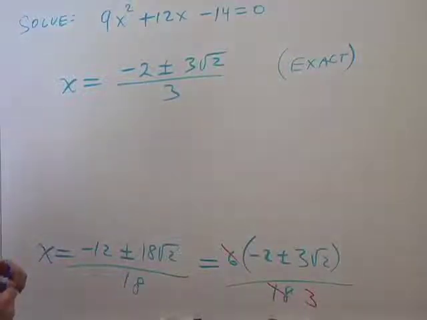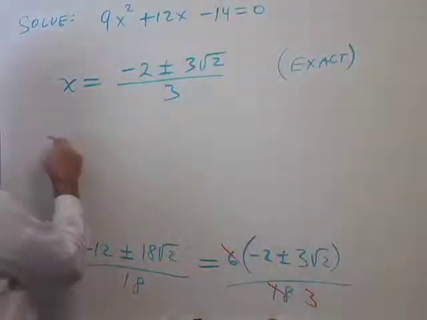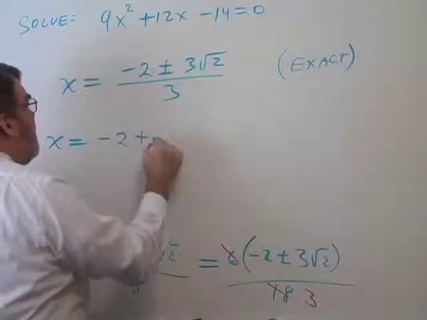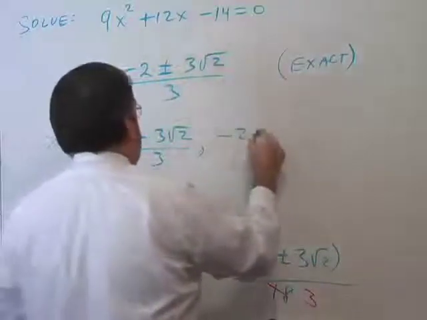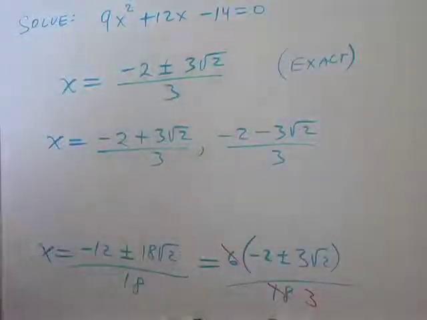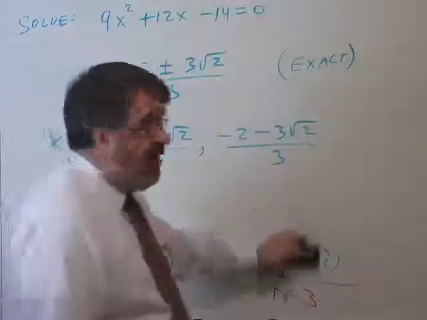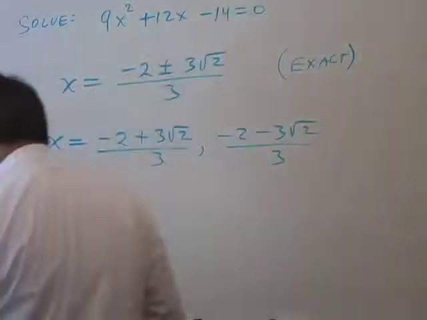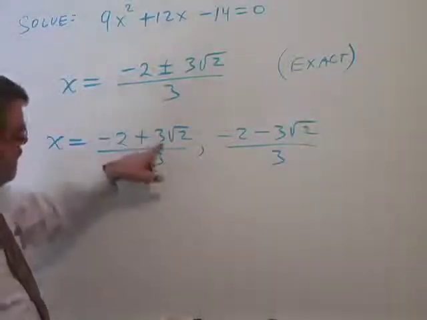Now let's get the approximate answer. And to get that, it really pays off to rewrite these separately. So it's minus 2 plus 3 square roots of 2 over 3, and minus 2 minus 3 square roots of 2 over 3. And by writing those separately, now we can enter them separately into the calculator and get some kind of approximate answer. Now that is a little more complicated than what I showed you earlier, because now we have 3 times the square root.